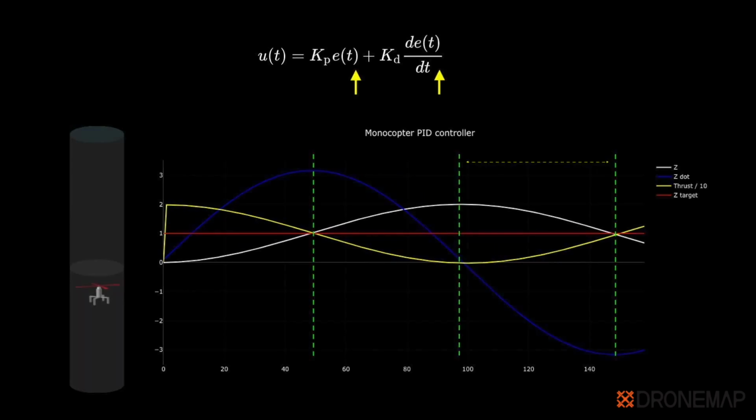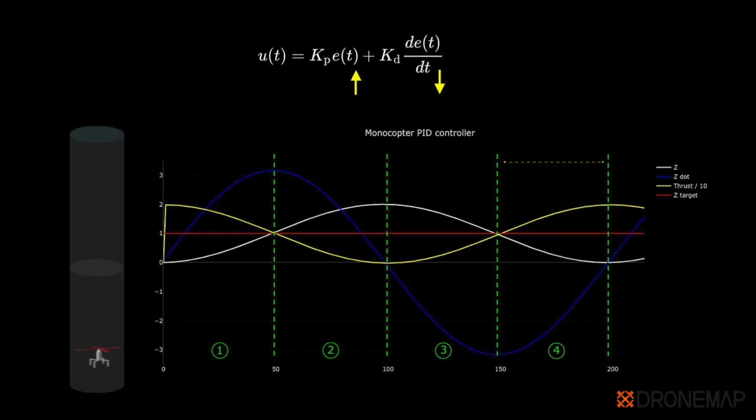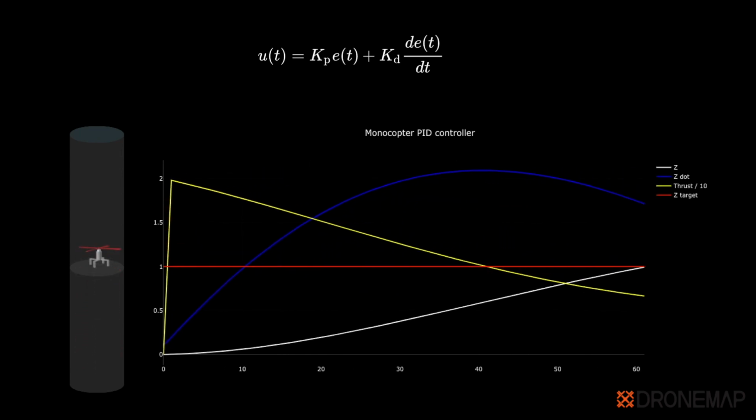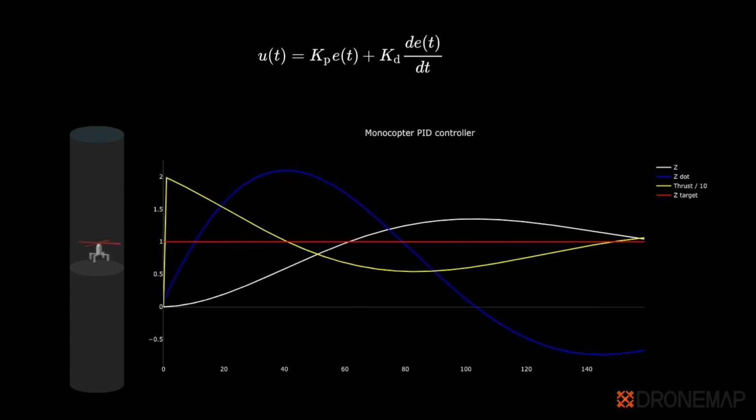This is the third stage. Here, z is declining and z dot is also decreasing. In the fourth stage, the P term is increasing but the D term is decreasing. The D term can help alleviate the rise of the thrust. Let's see how the graph looks if the D term is activated. Here you can see mild decreasing and mild increasing of the thrust.